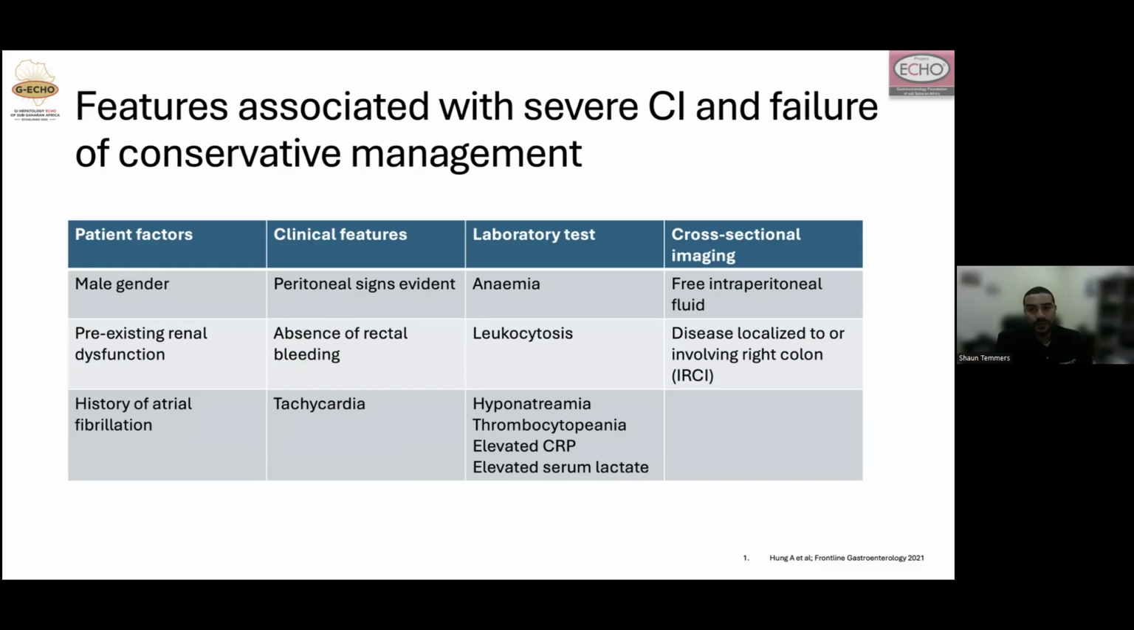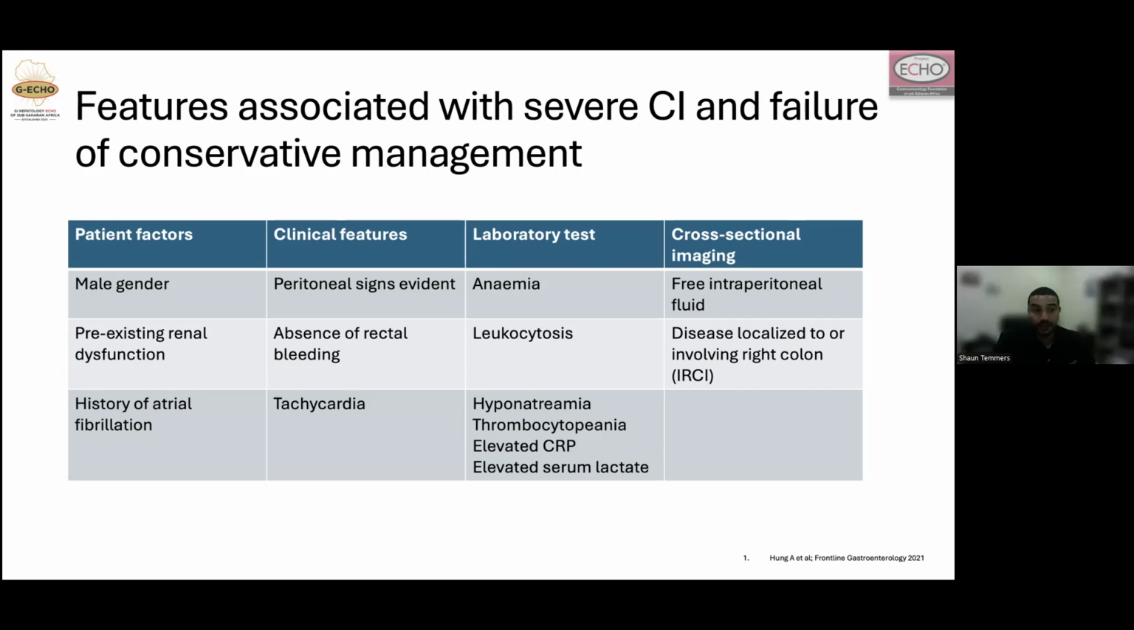Now, when patients present with colonic ischemia, they often present with either abdominal pain or diarrhea. They don't always have rectal bleeding. There are certain features in those patients where you would not consider conservative management, and you would opt for closer monitoring and early surgical intervention, or plan for early surgical intervention.